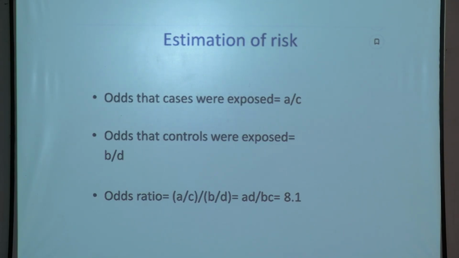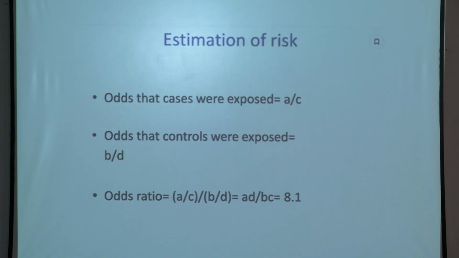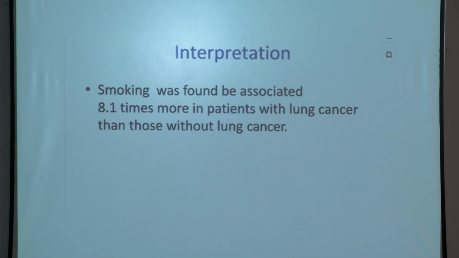Odds ratio is AC by B or AD by BC, or 8.1. So 8.1 means there is a very high correlation, and smoking was found to be associated 8.1 times more in patients with lung cancer than those without lung cancer. Okay, is this part clear?